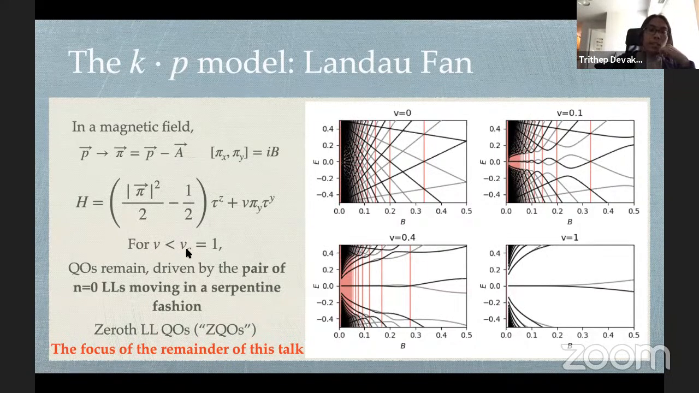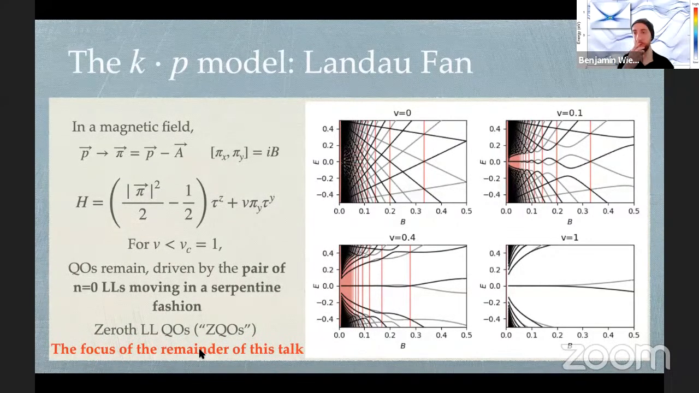For as long as v is less than this critical value, v_c equals 1, the quantum oscillations remain. And it's driven by just a single pair of n equals 0 Landau levels that are moving about each other in a serpentine fashion. And this is what we call zeroth Landau level quantum oscillations, or ZQOs. And this physics is what I'm going to talk about for the remainder of this talk.